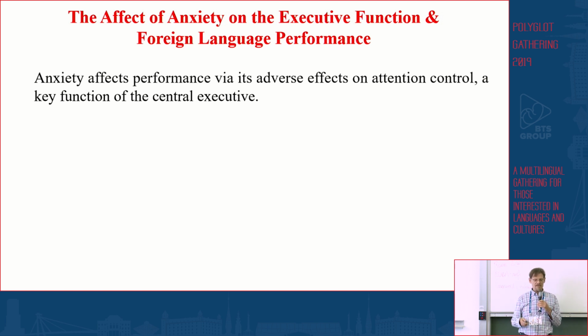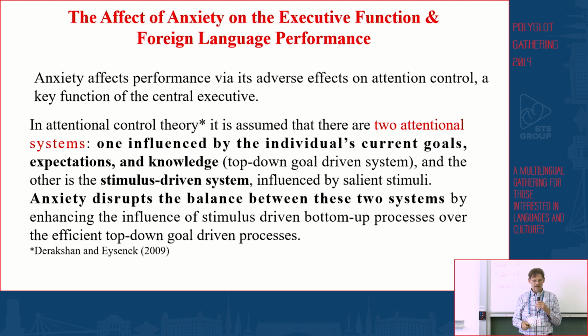Anxiety affects performance via its adverse effects on attentional control. Where's your attention going? It's a key function of the central executive. So there's a control theory, and it assumes that there are two attentional systems. One is influenced by the individual's current goals, expectations, and knowledge. This is a top-down, goal-driven system. And the other is a stimulus-driven system influenced by salient stimuli, things you're paying attention to. Salient here simply means the things that catch your attention.